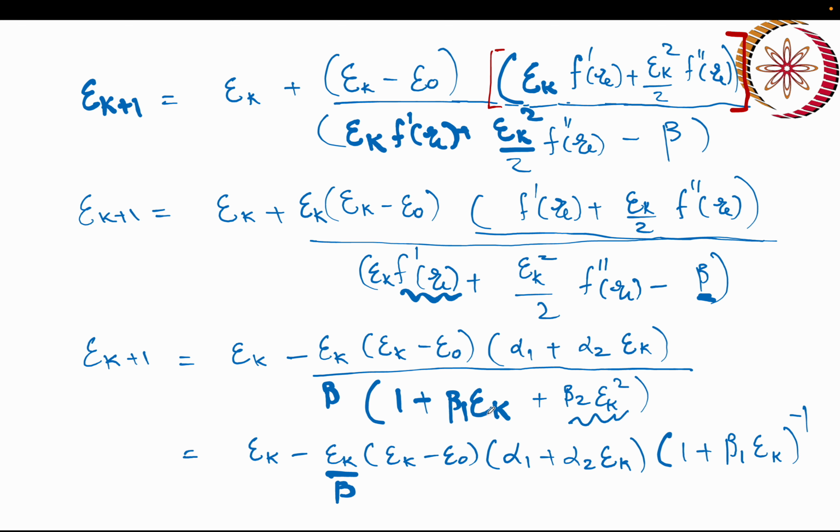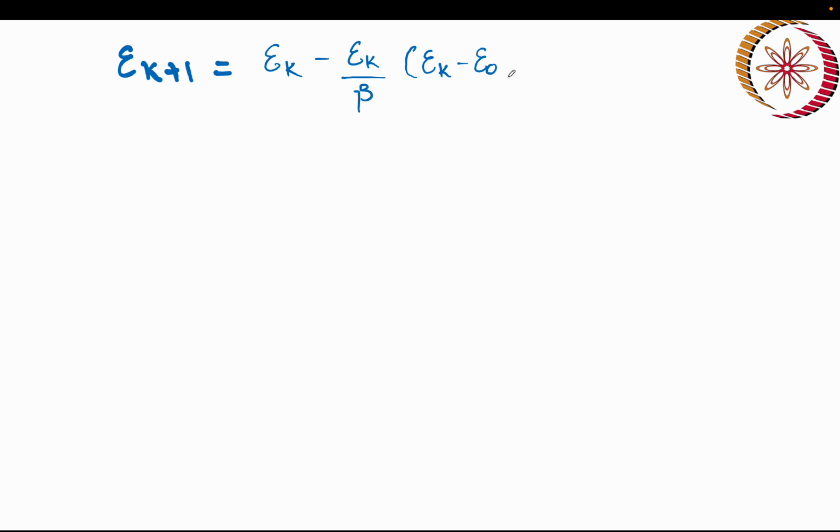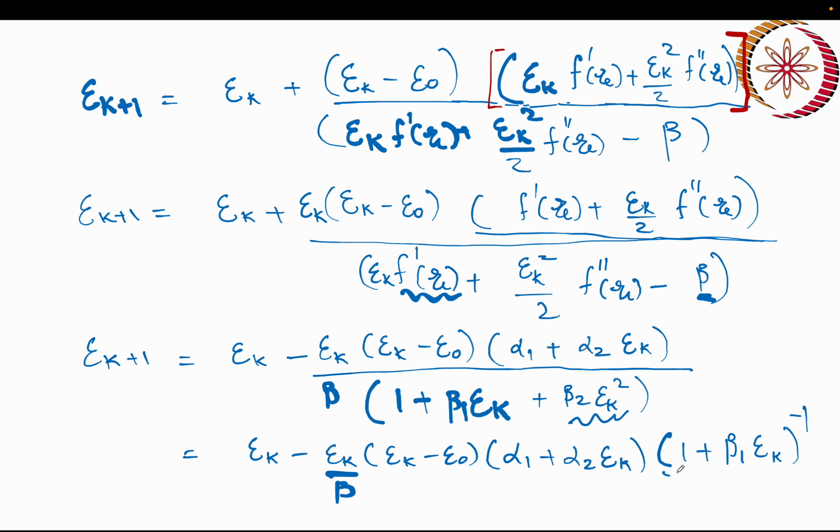Okay, so epsilon k plus 1 is equal to epsilon k minus epsilon k by beta, epsilon k minus epsilon naught, alpha plus alpha 1 plus alpha 2 epsilon k, and this one if we expand and neglect the higher order terms, so this minus sign will appear in between, so we'll just consider the one term in the expansion, that will be 1 minus beta 1 epsilon k.